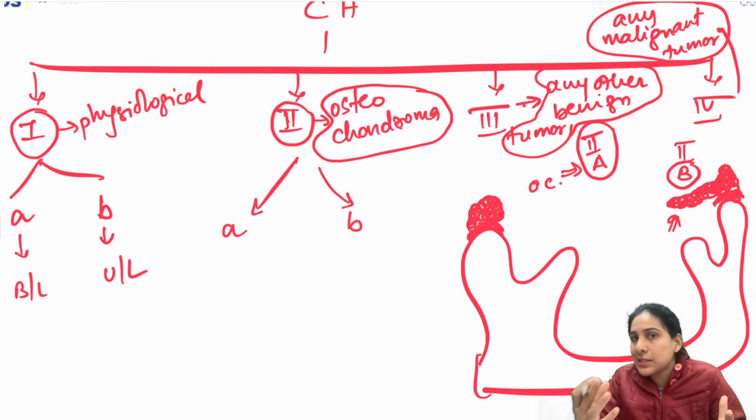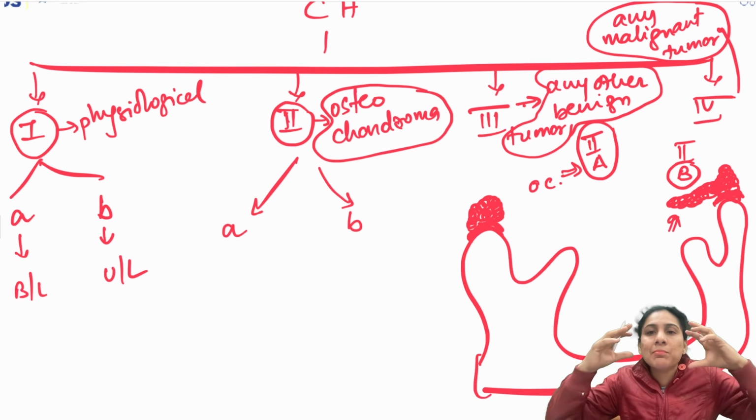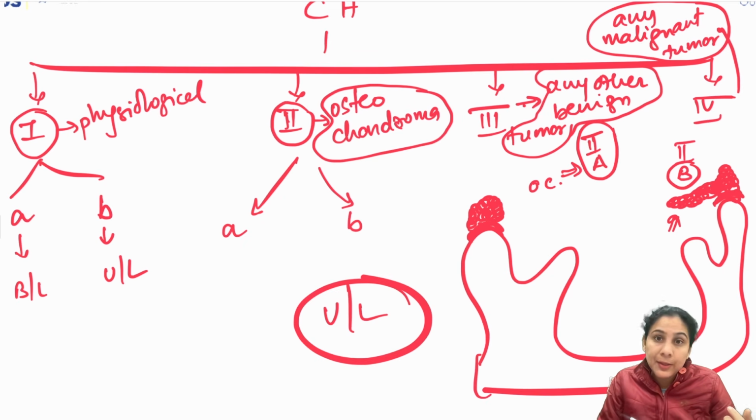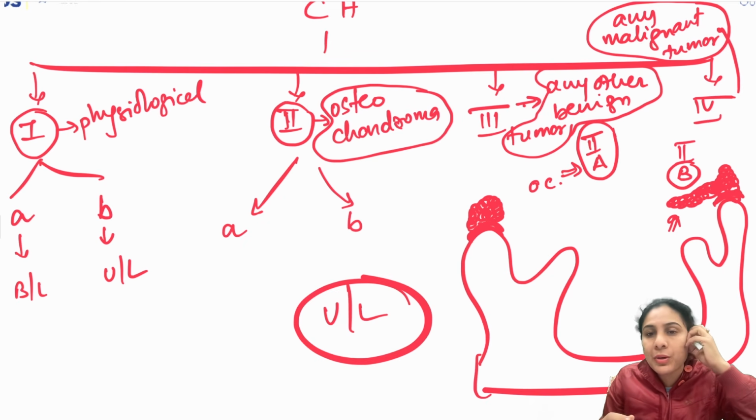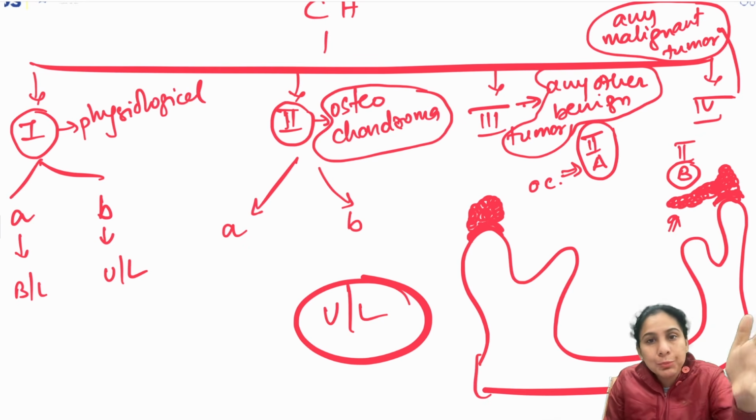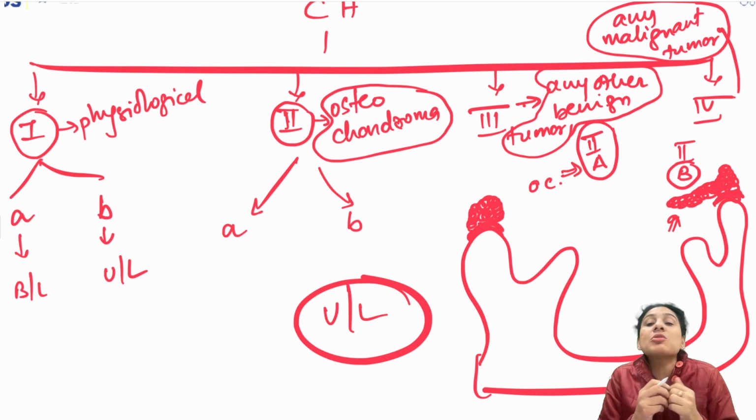Now obviously tumors are not a bilaterally symmetrical thing, right? So type 2, type 3 and type 4 are usually always unilateral. Okay, they are always unilateral. So if there is a tumor, obviously it will be in some one place, right? It will be in one place. So type 2A unilateral, type 2B also unilateral, type 3, type 4 also unilateral.